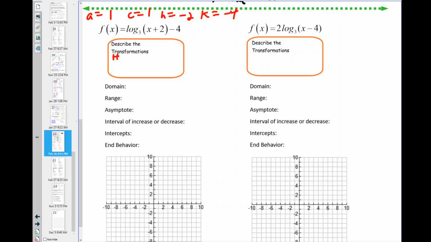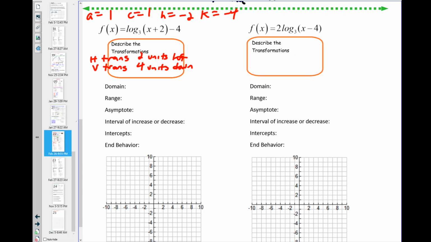Good. So I don't have a lot of space here, so I'll just put H trans for a horizontal translation, 2 units left, and then vertical translation, 4 units down. Let's go ahead and do the graph first.